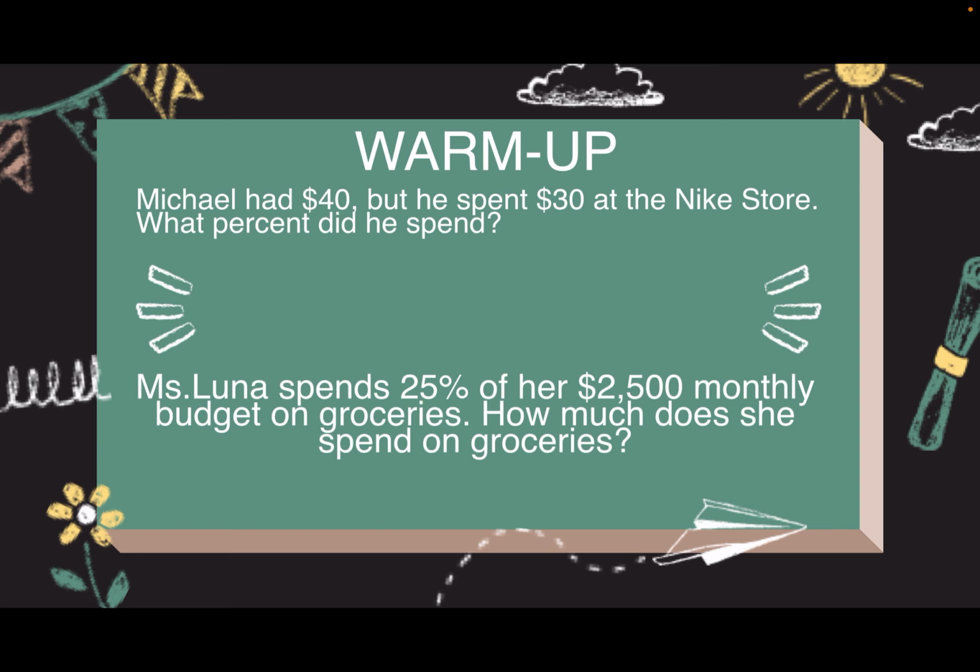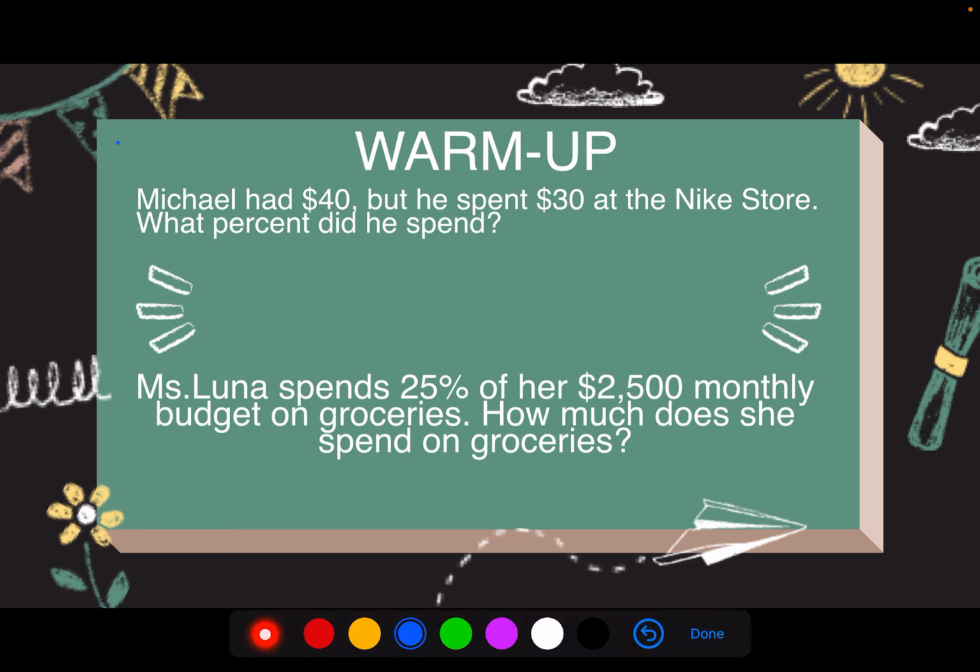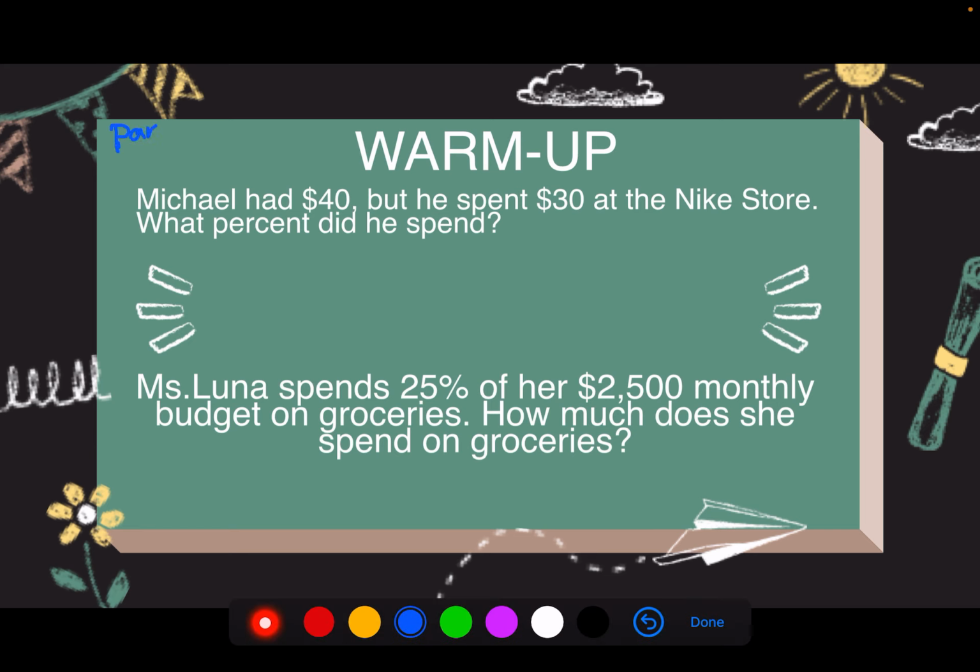So you're going to use your formula: part over whole equals percent over 100, or is over of equals percent over 100. Okay, so you're going to use either one of those formulas. So just read your problems and do your work.